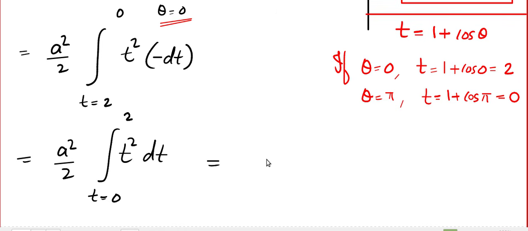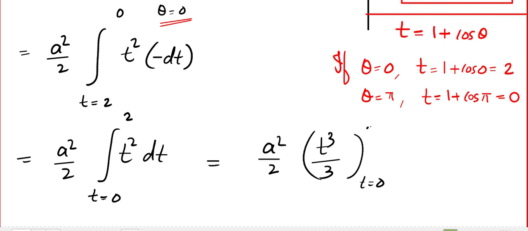Now time for integration. So we get a square by 2, t to the power 3 by 3, which you can handle. t is from 0 to 2. And simplification should give you 4a cube by 3. So that's it, my friends.